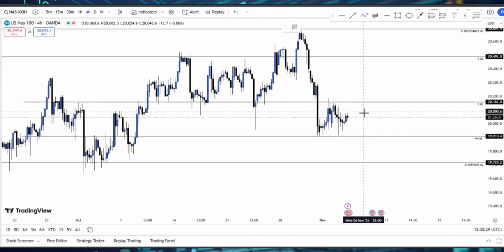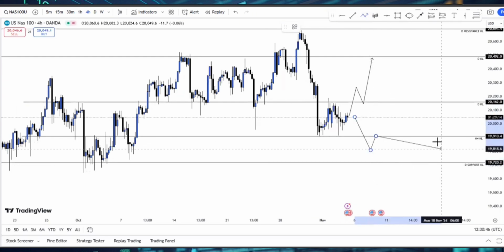Then what should we be expecting from the H4? Either price takes out this key level, pushes back, retests, just like this. This key level of 20,162 here, push back, I'll be looking for a buying opportunity. Well, if at all price should drop all the way to this key level, break like this, push back to this key level, break this key level of 19,910.4, I will be looking for the retest, and I'll be looking for a selling opportunity.